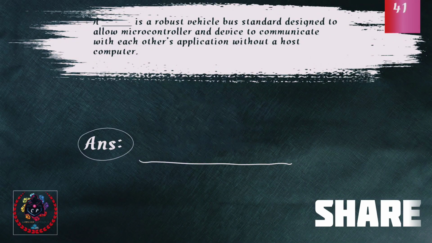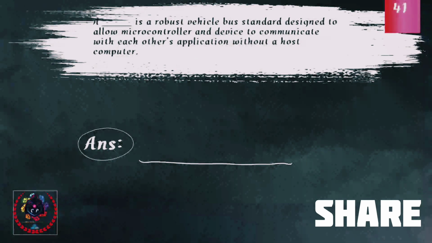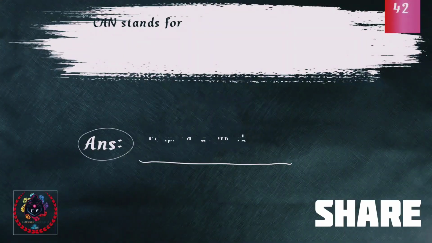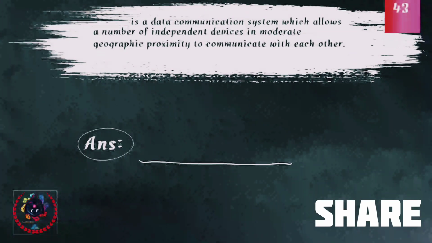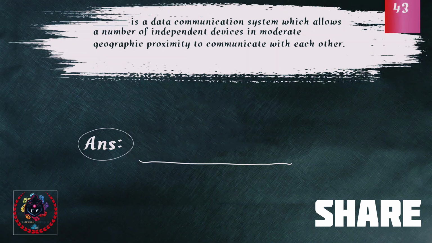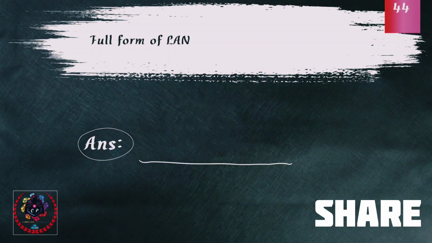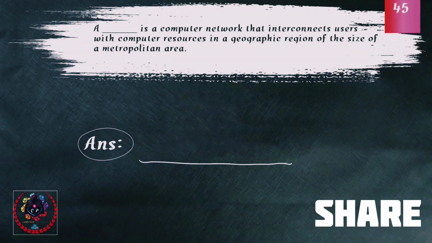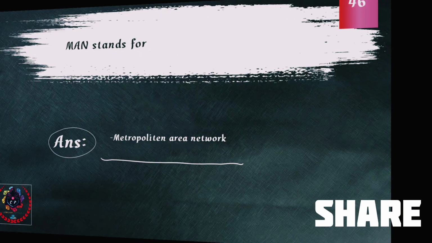Is a robust vehicle bus standard designed to allow microcontroller and device to communicate with each other's application without a host computer. CAN. CAN stands for Campus Area Network. Is a data communication system which allows a number of independent devices in moderate geographic proximity to communicate with each other. LAN. LAN stands for Local Area Network. Is a computer network that interconnects users with computer resources in a geographic region of the size of a metropolitan area. MAN. MAN stands for Metropolitan Area Network.